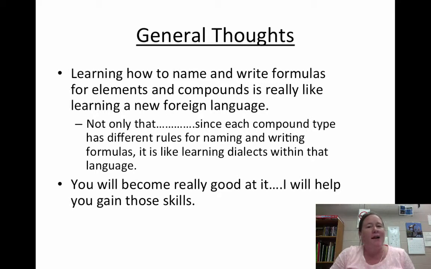I call it organic chemistry a lot because that's one of the main focuses that I have in the class, and it's really a lot of fun. General thoughts on why it's important to name compounds and write formulas and just learn the language of chemistry. In a lot of ways, it's like learning a new foreign language, and it shouldn't scare you. Most students think it's pretty fun, especially if you're good at pattern recognition. Like I mentioned before, each compound type does have different rules for naming and writing formulas, so it's kind of like learning dialects within a foreign language. I will help you with the skills that you'll become really good at, and like I said before, it will provide a really good foundation to help you over the course of the year.